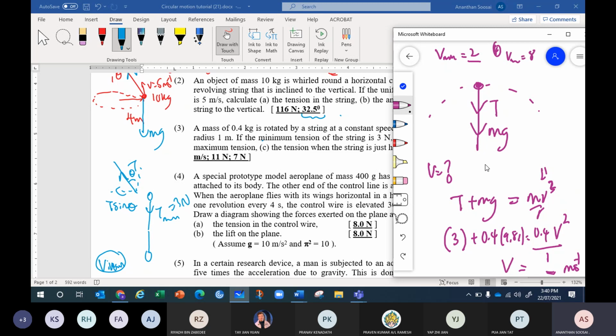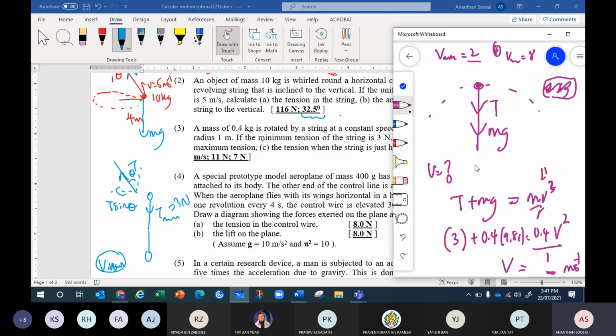So when the question asks for the minimum velocity required to move in a circular path, then use root of rg. Okay, Riyad, you got the idea? Yes. When they ask what is the minimum velocity required to move in a circular path, then root of rg. But here they say the tension is minimum.